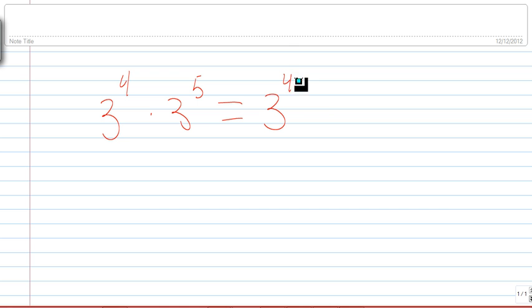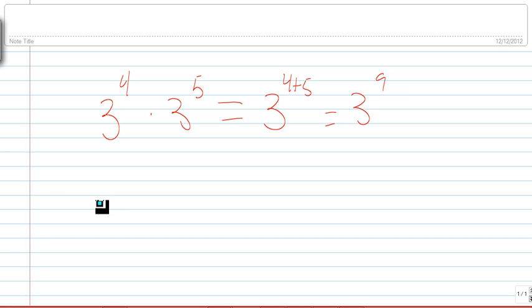So it would be 3 to the 4 plus 5. Well, what is 4 plus 5? 9, right. So this will be 3 to the 9th power. And you don't have to tell me what that is. You don't have to expand it out. Just for the sake of right now, remember product rule, you add your exponents.